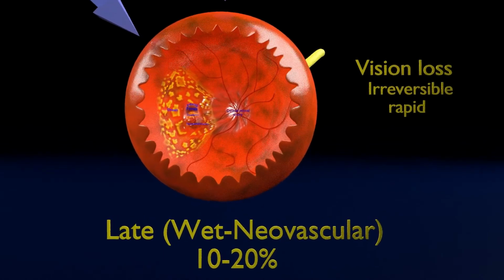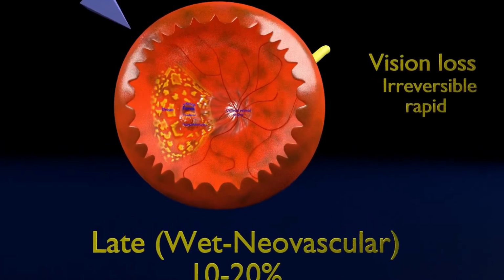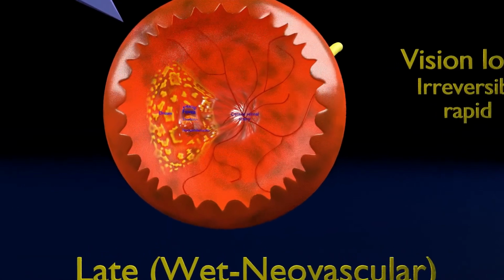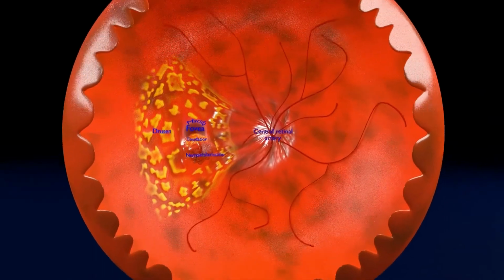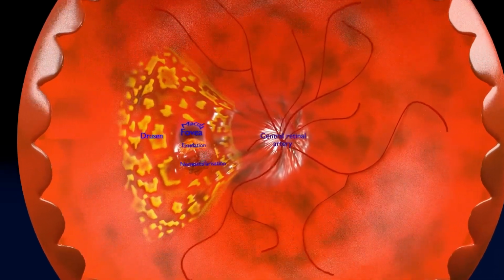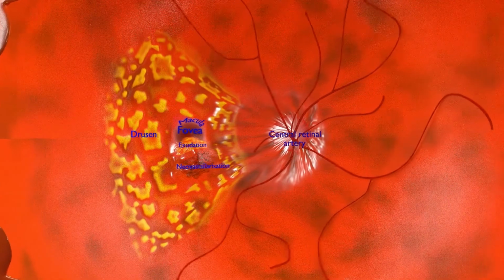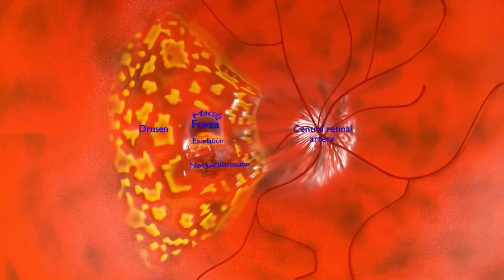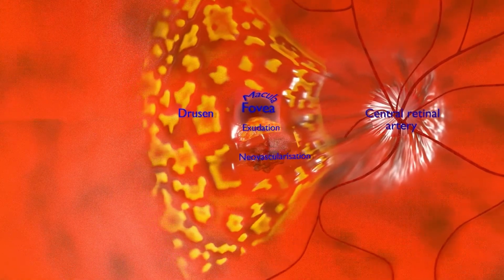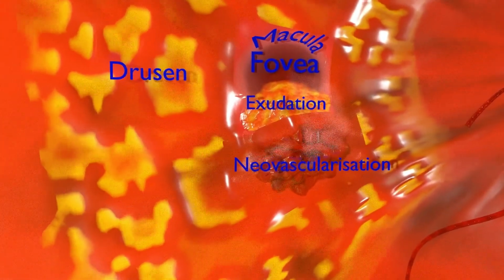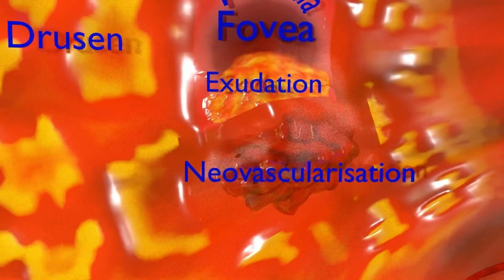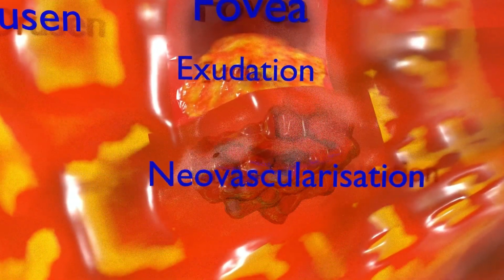Now, let's talk about wet neovascular stage. It is only seen in 10 to 20% of cases of AMD. As you can see, the drusens are large sized along with neovascular growth in retina. The neovascular growth is due to the VEGF, vascular endothelial growth factor, which forms vessels behind the macula.